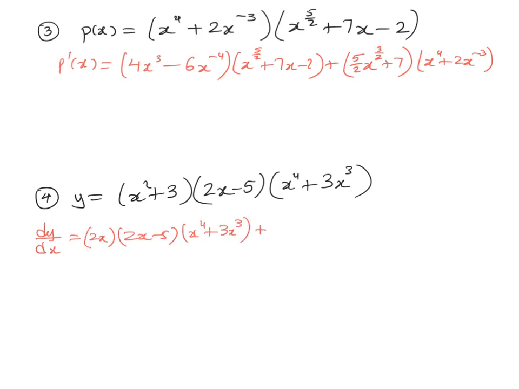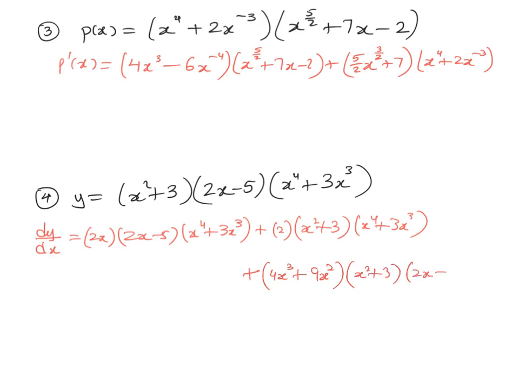Plus, now I take the derivative of the second function, which is just going to be 2, and I leave the other 2 alone. So x squared plus 3 left alone, x to the 4th plus 3x cubed left alone. Plus, now I take the derivative of the third function, so the derivative of x to the 4th plus 3x cubed is 4x cubed plus 9x squared, and I leave the other 2 alone, so leave the x squared plus 3 alone, and leave the 2x minus 5 alone.